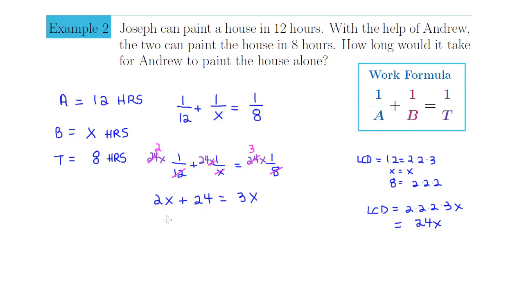We want to get the variables together, the 2x and the 3x. I'm going to do that by moving the 2x from the left side and putting it onto the right side. So I'll subtract 2x from both sides. That gives us 24 equals 3x minus 2x, which is just 1x. And what do you know? We've solved this rational equation. X, which represented the amount of time it took for Andrew to paint the house, is simply 24 hours. So we can state that it took Andrew 24 hours to paint the house.